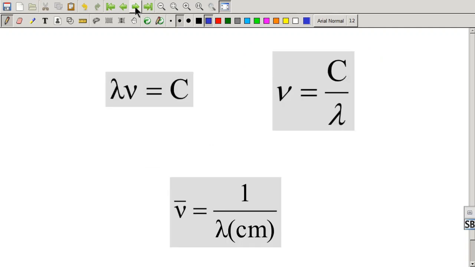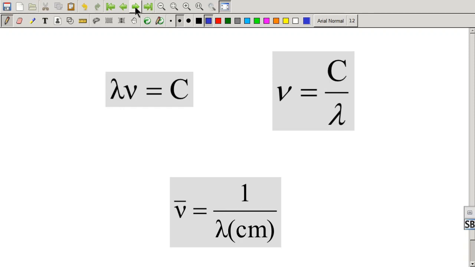All right, so here's what we know is true. If you multiply the wavelength in meters by the frequency in reciprocal seconds, for any photon, you get the speed of light, because the speed of light is a constant. So if you know the wavelength, you can calculate the frequency. If you know the frequency, you can calculate the wavelength of any photon. If you want to calculate wave numbers, you just take 1 over the wavelength in centimeters. That's how it's done.